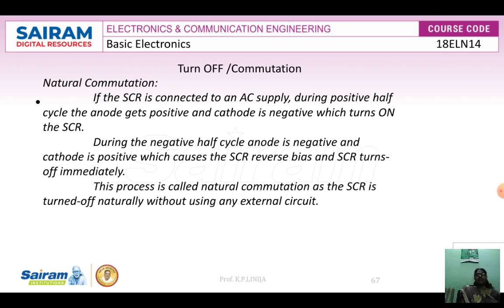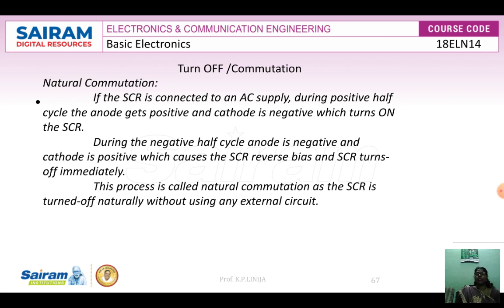Suppose the silicon control rectifier is connected to an AC supply. During the positive half cycle, the anode will be positive and the cathode negative, so this condition will make our silicon control rectifier turn on. Now in the negative half cycle, the anode is negative and the cathode is positive, and this condition makes our silicon control rectifier reverse biased. Therefore the silicon control rectifier will turn off immediately.